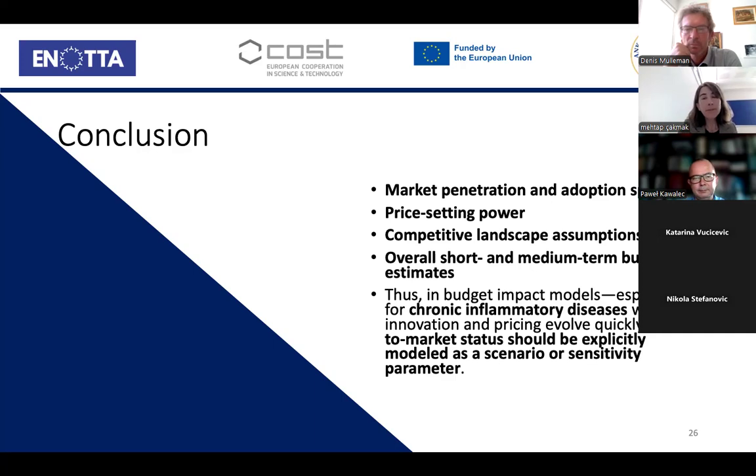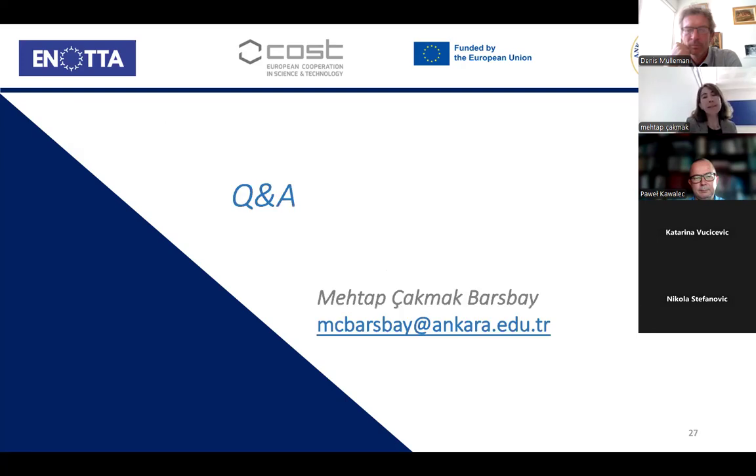So budget impact models and analysis, especially for chronic inflammatory diseases, where innovation and highly cost new drugs, first market status should be explicitly modeled as a scenario or sensitivity analysis. That's all. Thank you for attending this session. If you have any questions and comments, please feel free to ask and go with your comments.